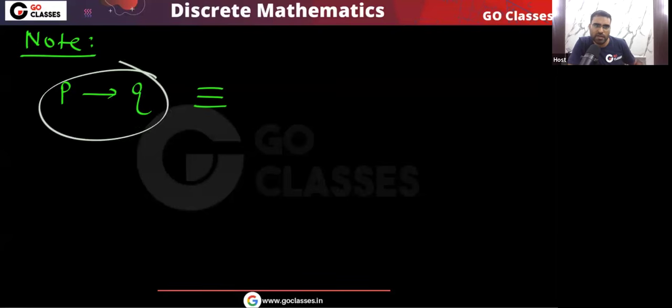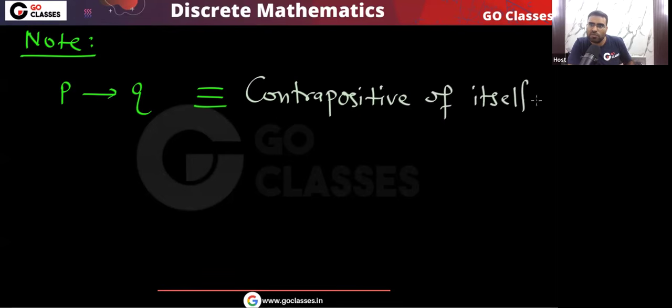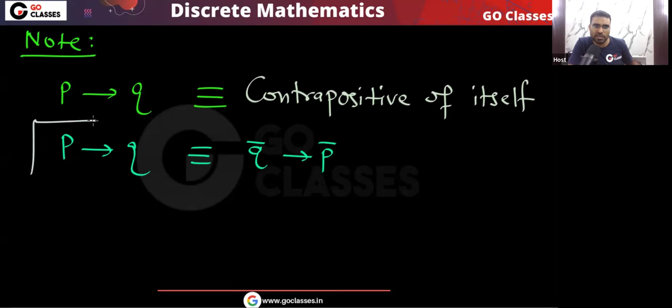So finally I can say that, note, if you have a conditional statement P implies Q, that is equivalent to whom? That is equivalent to the contrapositive of itself. Is this clear? So a very simple point: P implies Q is equivalent to its contrapositive. What is the contrapositive? The contrapositive is Q bar implies P bar. And you can see they are equivalent.